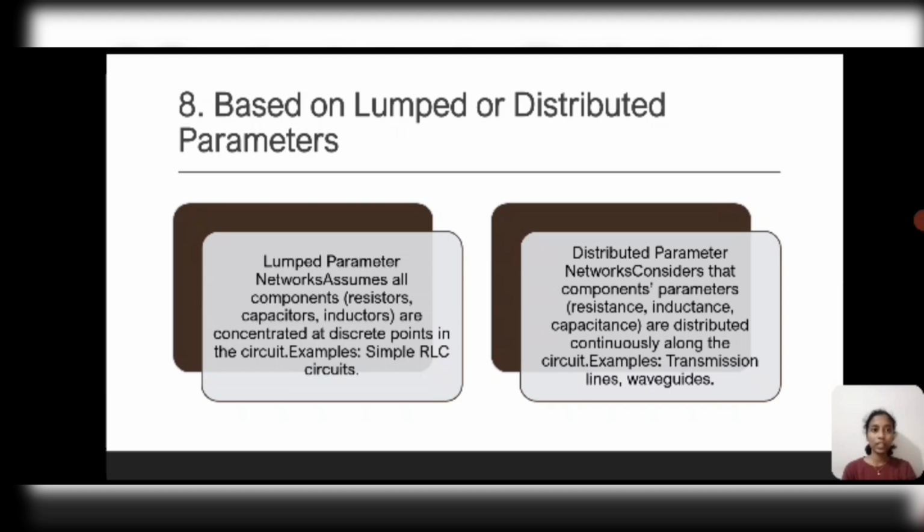Let us see about the classification based on lumped or distributed parameters. A lumped parameter network assumes all components, resistors, capacitors, and inductors, are concentrated at discrete points in the circuit. Examples: simple RLC circuits. Distributed parameter networks consider that the component parameters, resistance, inductance, and capacitance, are distributed continuously along the circuit. For example, transmission lines, waveguides.